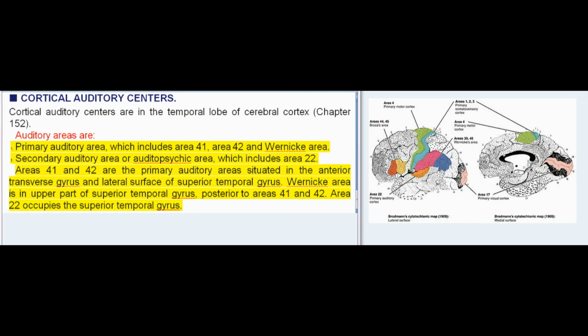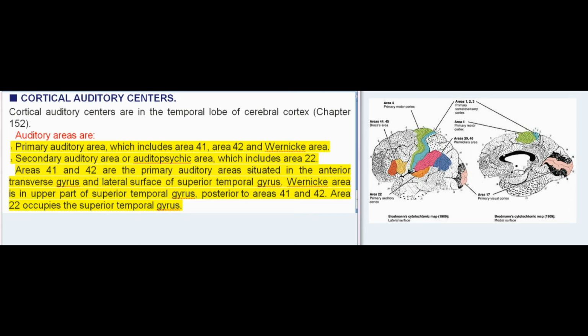Cortical auditory centers. Cortical auditory centers are in the temporal lobe of cerebral cortex, Chapter 152. Auditory areas are, primary auditory area, which includes area 41, area 42, and Wernicke area. Secondary auditory area or auditopsychic area, which includes area 22.